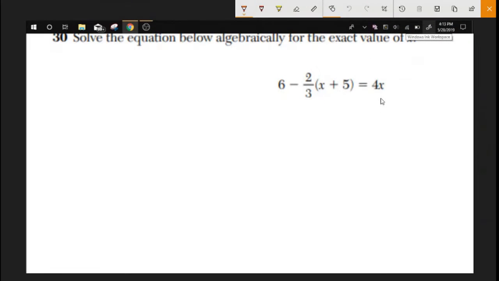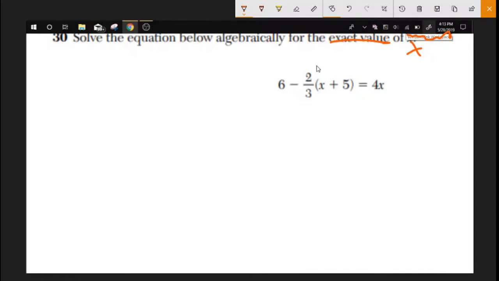Alright, now let's move on to this problem. It says solve the equation below algebraically for the exact value of x. My bad, just ignore that. That says x right there. And notice how it's saying exact value. That means you probably won't want decimal because the answer we're going to get is probably going to be a repeating decimal if it is expressed as a decimal. And we can't write down all those decimals onto the answer booklet. So we're probably looking for a fraction in this one.